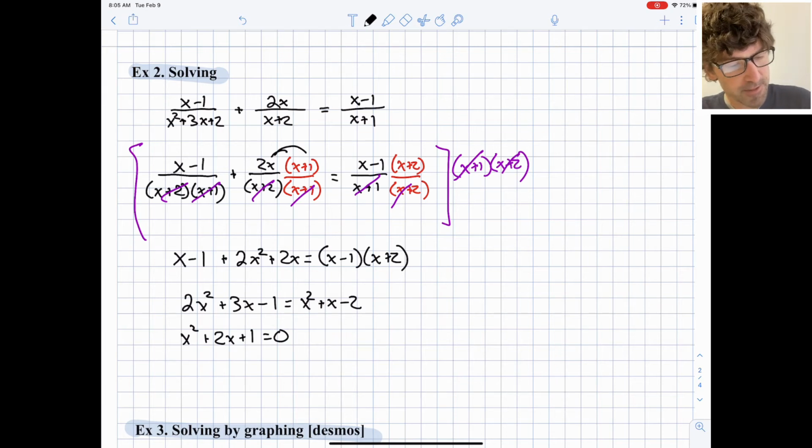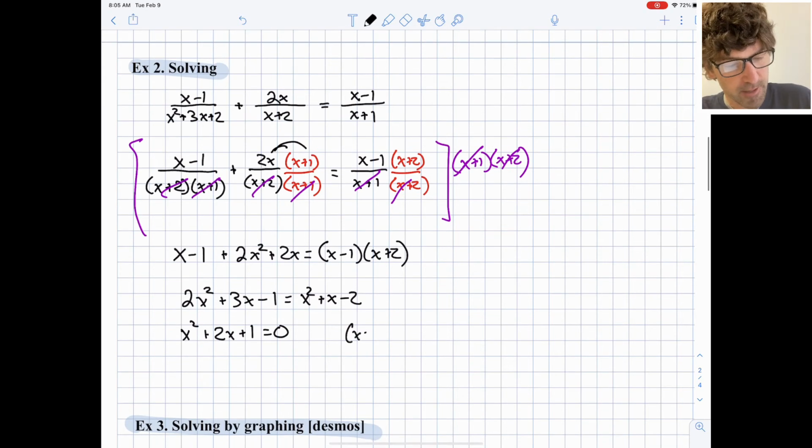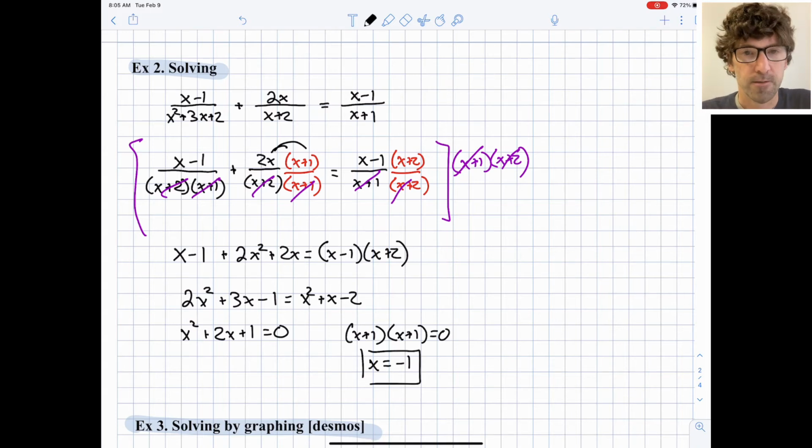All right, let's factor and solve this quadratic. So we have x plus 1 times x plus 1 equals 0, meaning that x is equal to negative 1. Okay, you might think we're done. You might think, yay, we got it, we solved it, x is equal to negative 1. We need to check to see if this value of x results in possible 0 denominators.